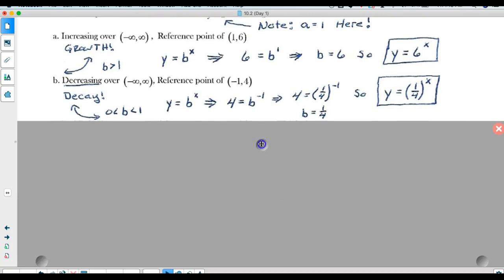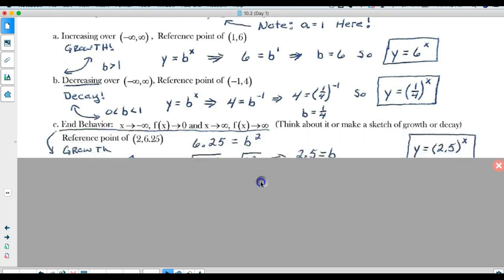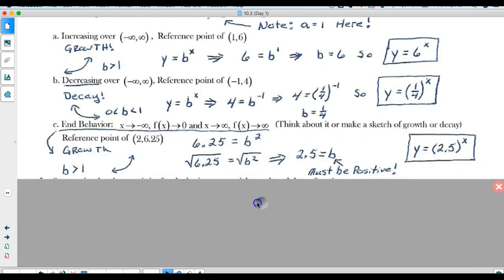And moving along here, end behavior, they're telling us our information just a little bit differently here. They're saying, hey, here's my end behavior. As x approaches negative infinity, when I'm way to the left, my graph is 0. And as I get really big x's, my graph goes up. Hey, that means it's increasing. So it's going to go from 0 and it's going to go up. So that means it's going to be a growth function like so, which means b is going to have to be larger than 1.